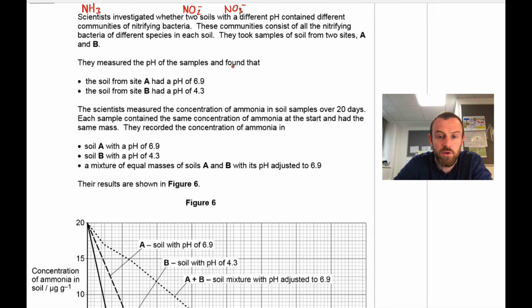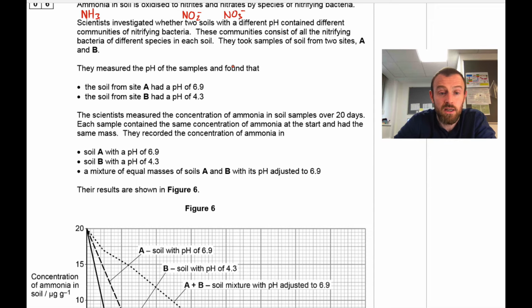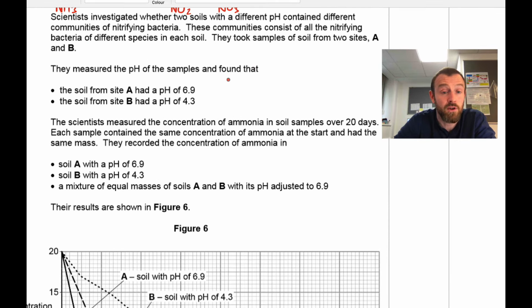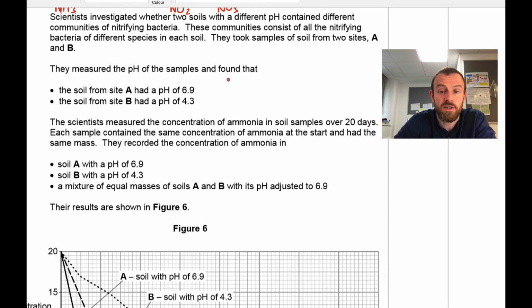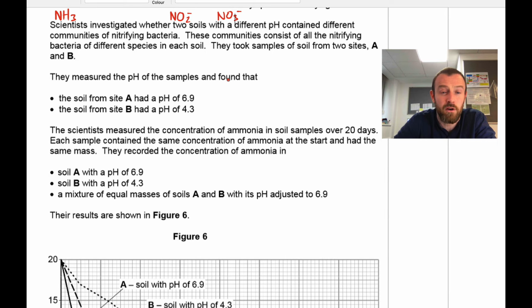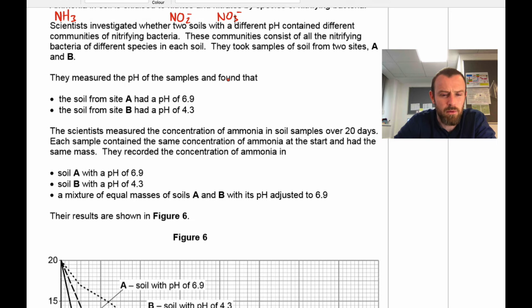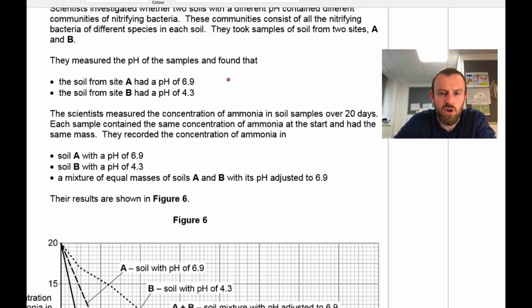Scientists investigated whether two soils with a different pH contain different communities of nitrifying bacteria. These communities consist of all the nitrifying bacteria of different species in each soil. Okay, so we're kind of looking at maybe biodiversity almost. They took samples of soil from 2 sites, A and B. They measured the pH of the samples and found that A had a pH of 6.9, so just below neutral, and B had a pH of 4.3, so acidic.